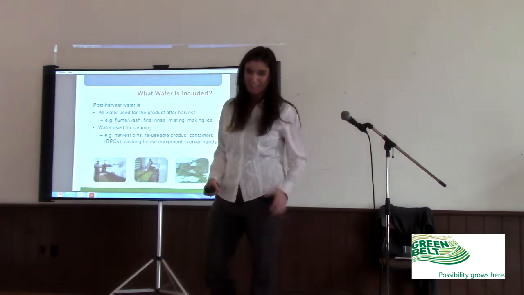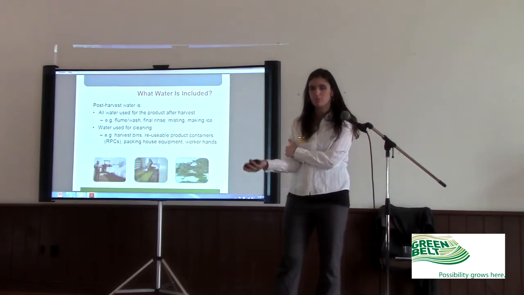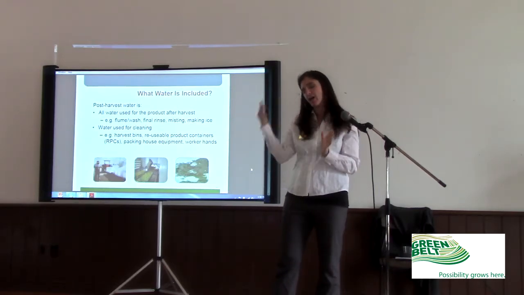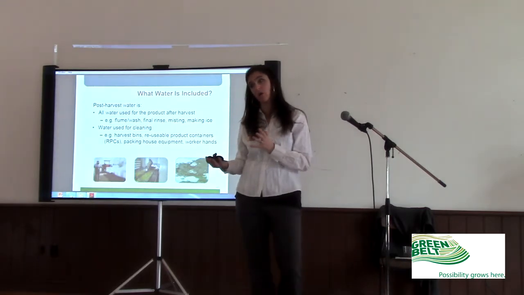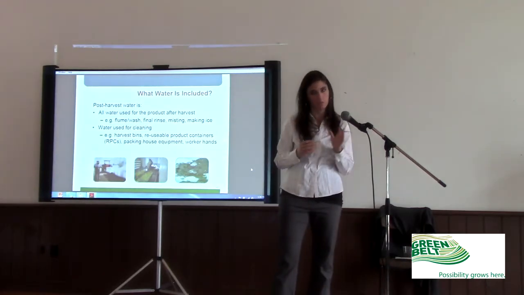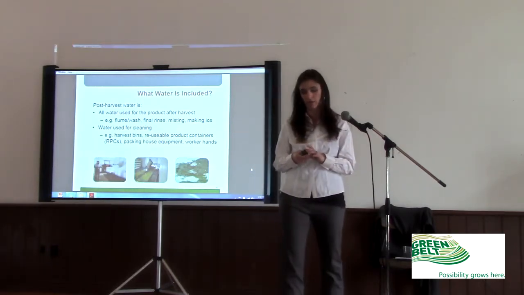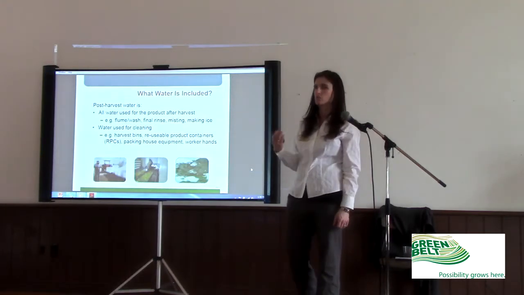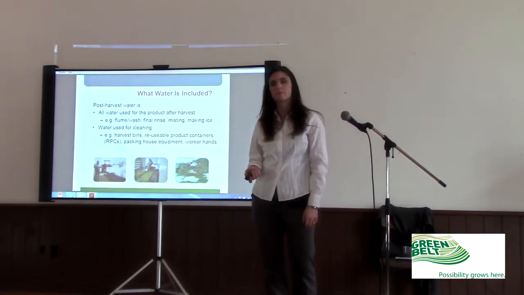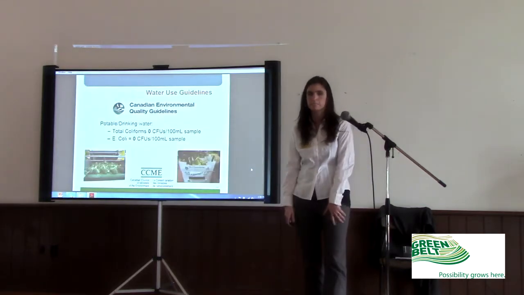But anyway, what water's included? We talked about that. Again, anything after harvesting your product, but it also could be involved with cleaning some of those harvest containers. So keep that in mind. Just because they're used in harvest, you might need to be using potable water for different areas. There are some examples listed there: your harvest bins, RPCs, any of that packing house equipment, and of course your water cans.